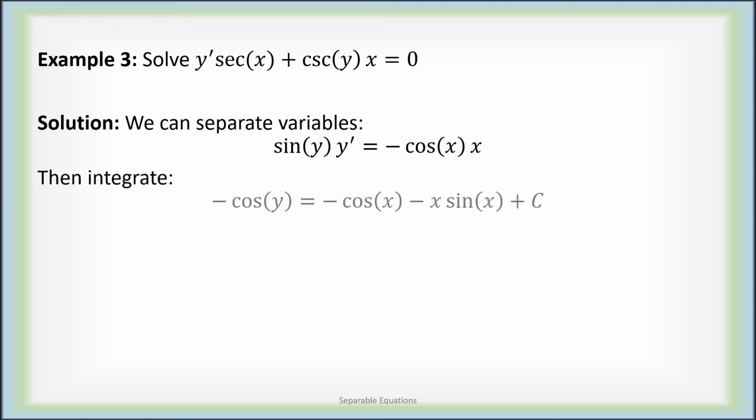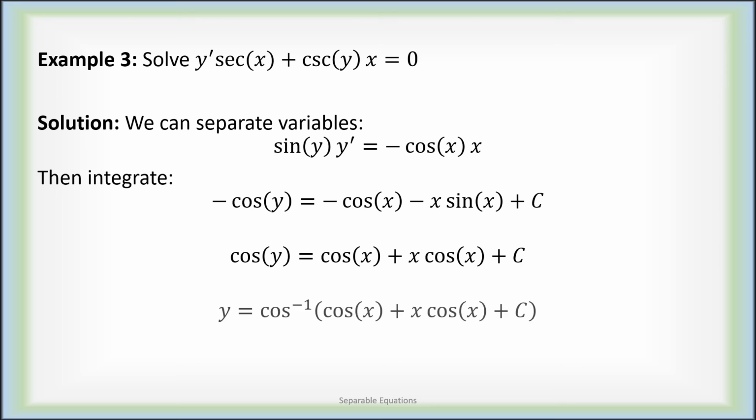Now we can integrate both sides. Minus cos y equals, now on the right we have an x times a cosine of x. This can be integrated. You would typically use integration by parts to accomplish this, or just refer to a table of integrals, and you'll have a negative cos x minus x sine x plus some constant. Multiplying both sides by -1, notice that a negative constant and a positive constant are really just constants, so I didn't bother changing my c into a minus c. Then I can solve for y by saying that y is the arc cosine of the cosine of x plus x cos x plus some constant c.